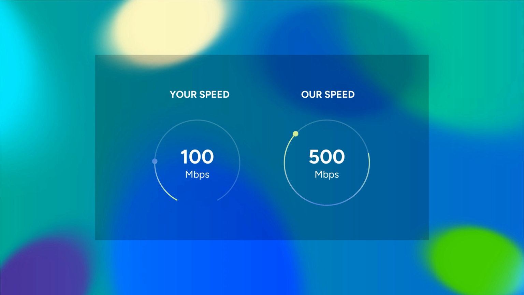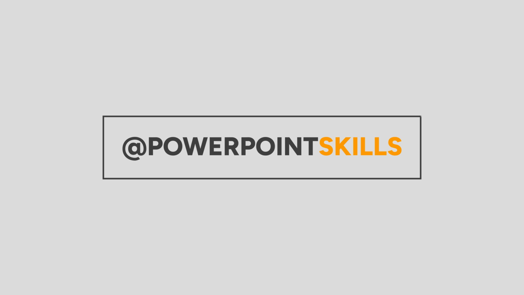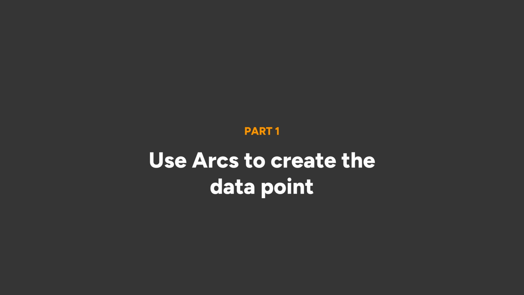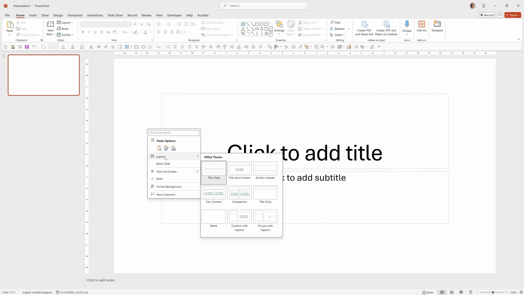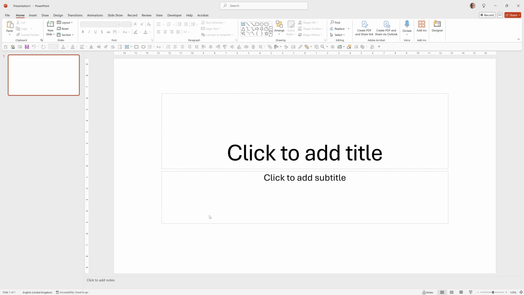In this short tutorial, I'm going to be showing you how you can make the speed or performance animated pie charts directly in PowerPoint. So let's jump straight into it. As usual, we'll start with a blank presentation. So we'll go File, Blank Presentation, right click on this and choose Layout and then Blank.